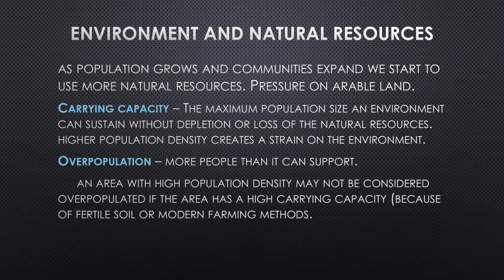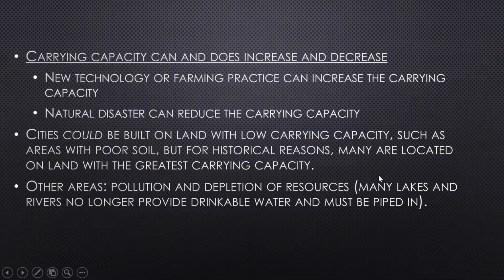An area with high population density may not be considered overpopulated if the area has a high carrying capacity, because of fertile soil or modern farming techniques. So there are two sides to it. That being said, carrying capacity can and does increase and decrease, either because of new technology or farming practices. Natural disasters can reduce the carrying capacity, because they can cause serious damage. There are other factors that make carrying capacity increase or decrease.